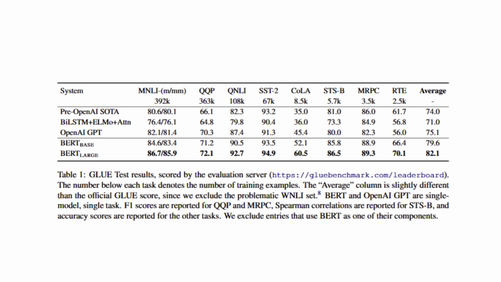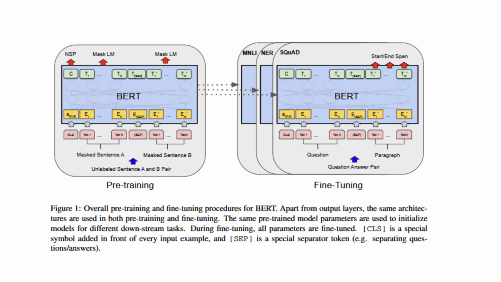Wow, those are impressive numbers. But how does BERT actually achieve this? What's the underlying mechanism? The key is its two-stage process: pre-training and fine-tuning. During pre-training, BERT is trained on a massive amount of unlabeled text using two unsupervised tasks: a masked language model, MLM, and next sentence prediction, NSP.